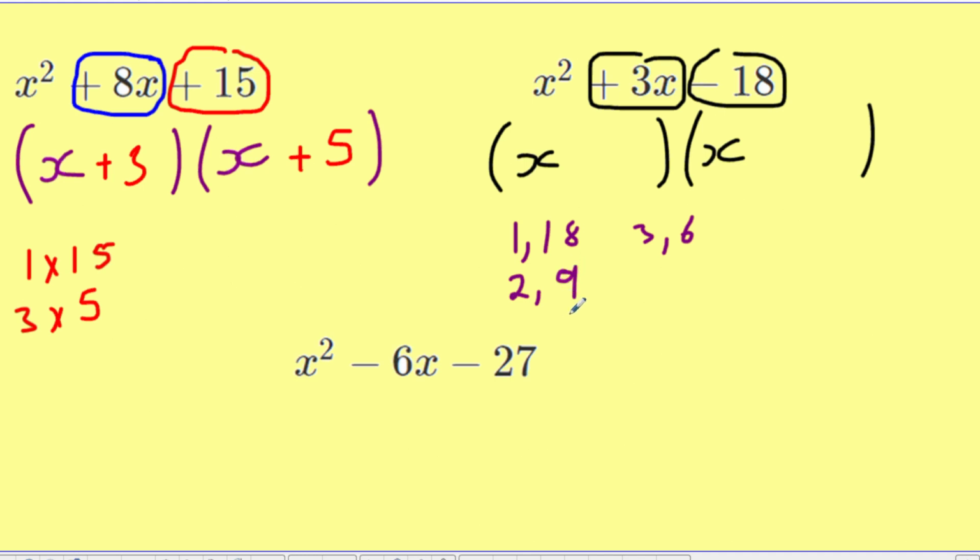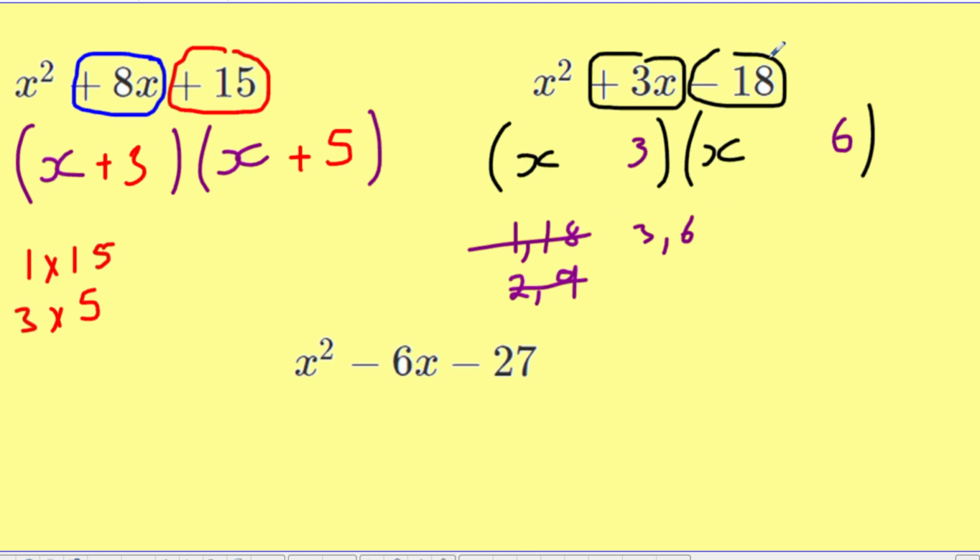I'm happy with these. So now if I try this, so 1 and 18, well, they've not got a difference of 3. So forget that. 2 and 9, so minus 2, add 9, no. Minus 9, add 2, no. So it's going to be 3 and 6. Okay, so we know they've got a difference of 3. So put 3 and 6 there.